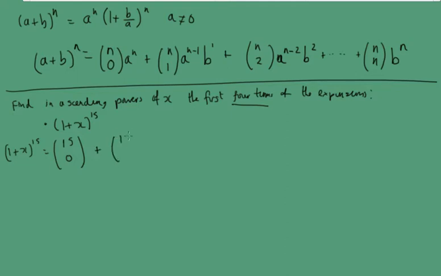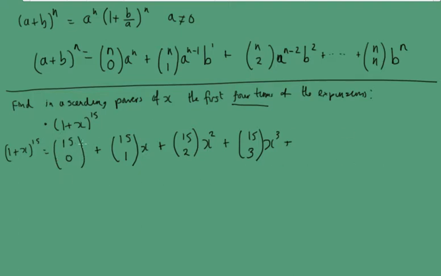Then plus 15 choose 1, and a is still just 1, but it's going to be b, which is x raised to the power 1, plus 15 choose 2, and then it's going to be x squared, then plus 15 choose 3, and then it's x cubed. Although it's to the power 3, we started at x to the power 0, so that's our 4 terms, 1, 2, 3, 4.